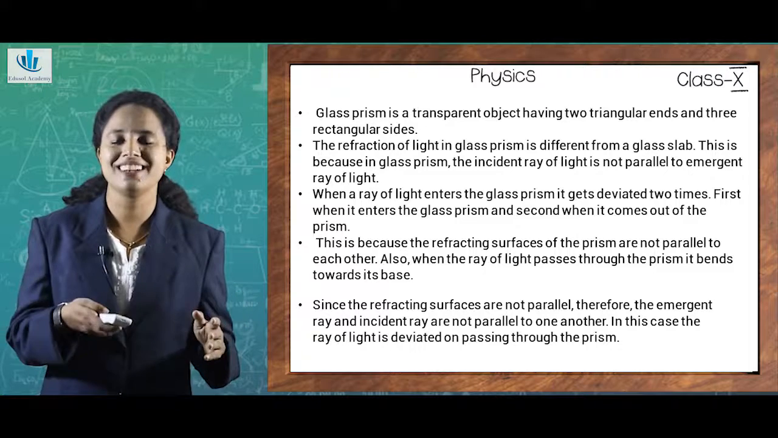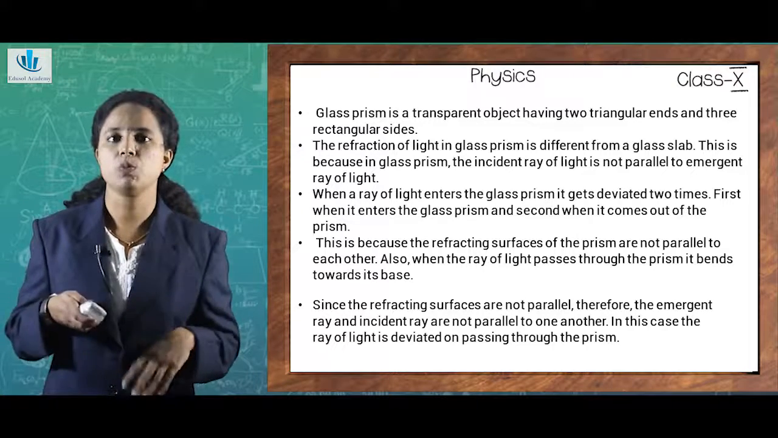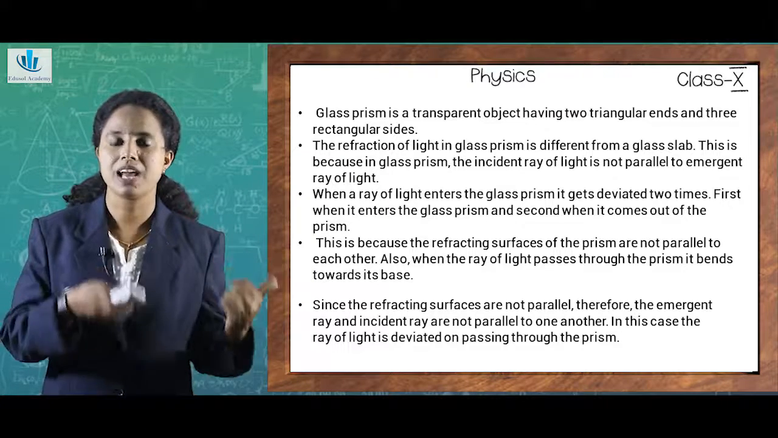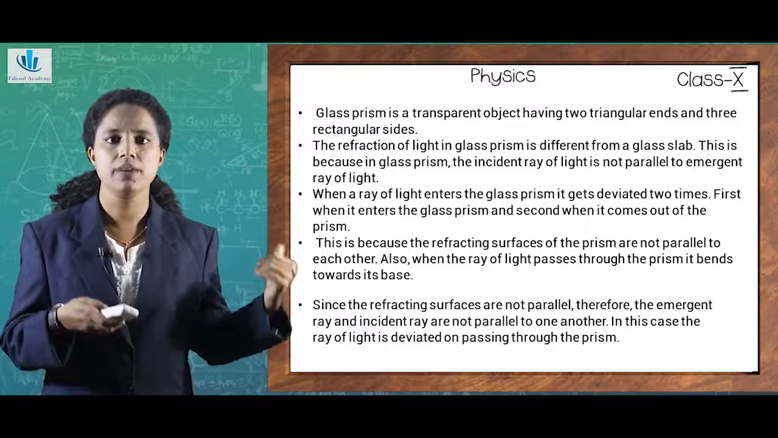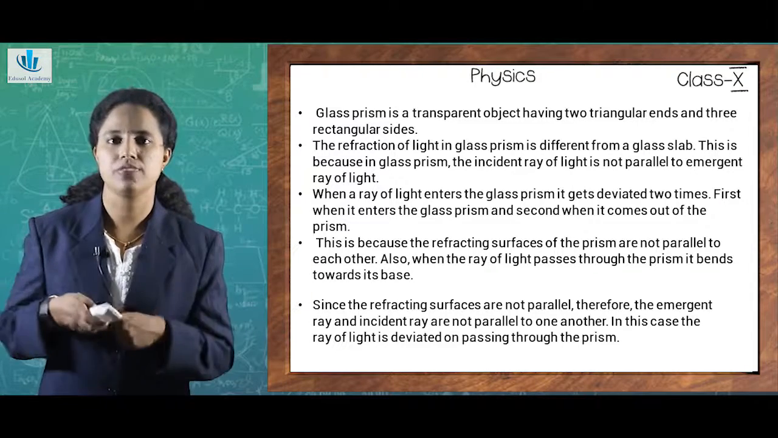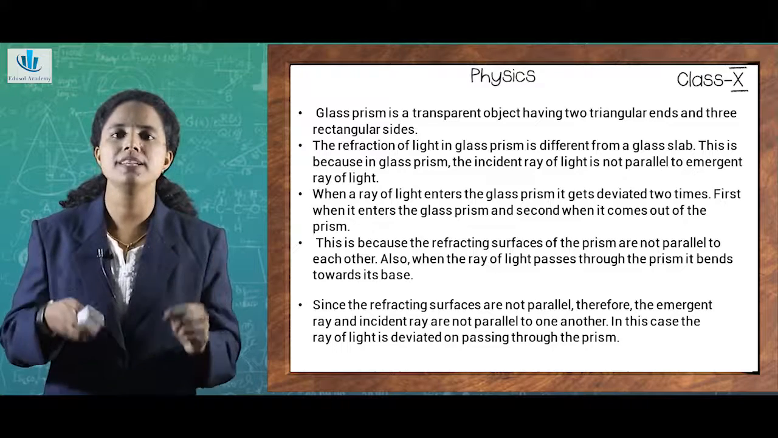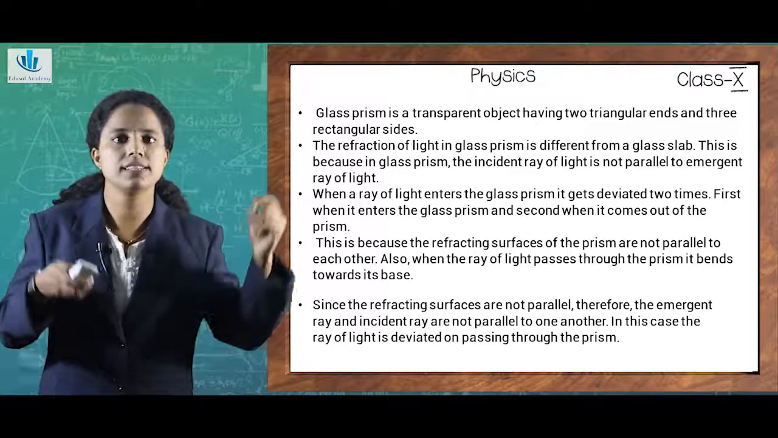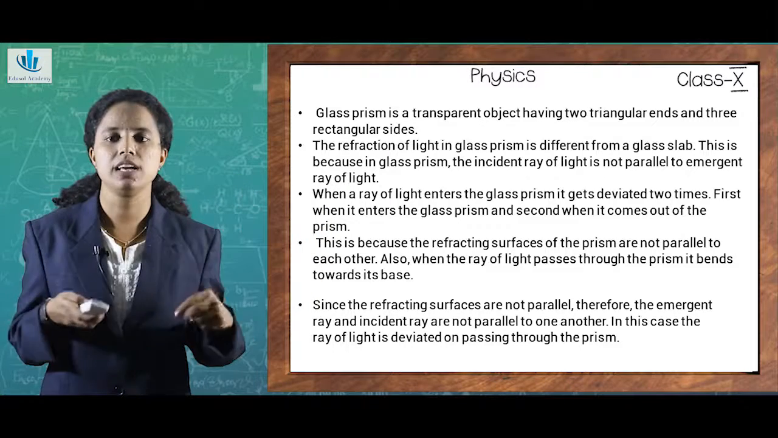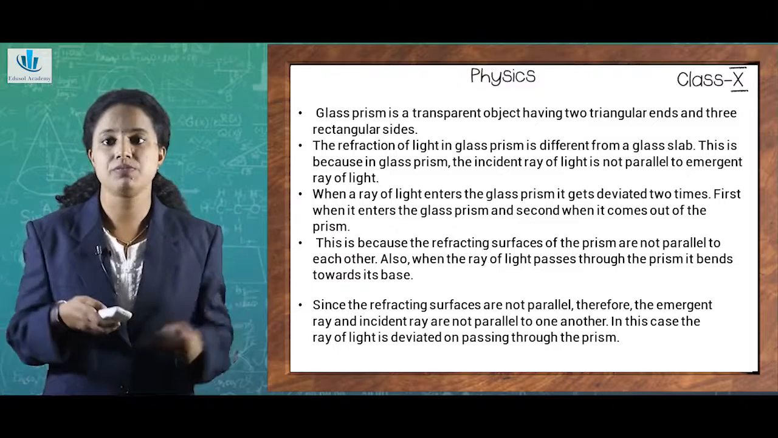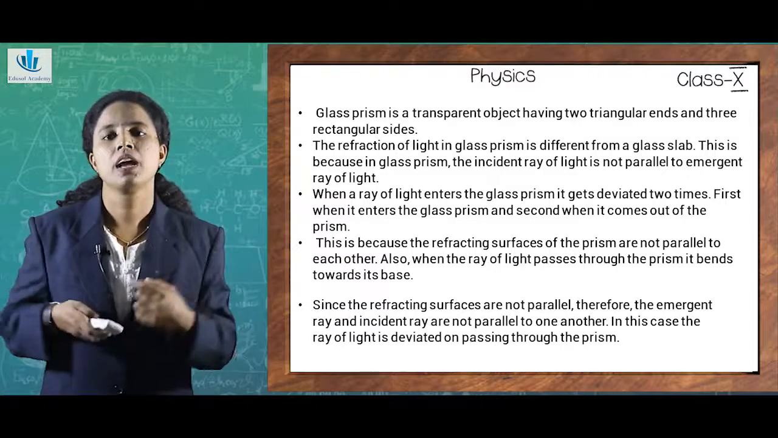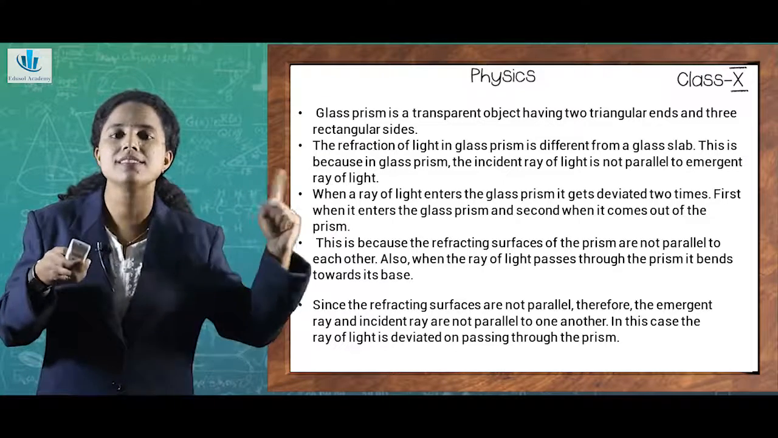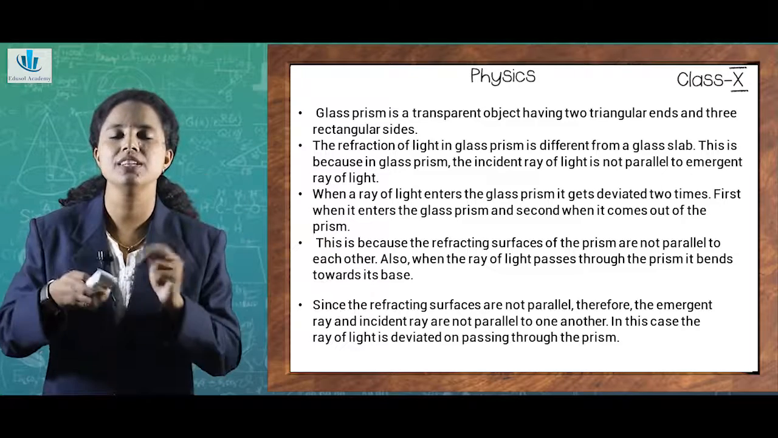So, we have already stated that there is a difference in refraction of light when we compare the glass slab and the prism, isn't it? As we have inferred, here the emergent ray will not be parallel to the incident ray of light. So, here there is deviation two times. The first is when the light ray enters the glass prism from air, and the second is when the light ray comes out of the prism from the glass to the outside air. So, at the air-glass interface as well as the glass-air interface, deviation happens two times.